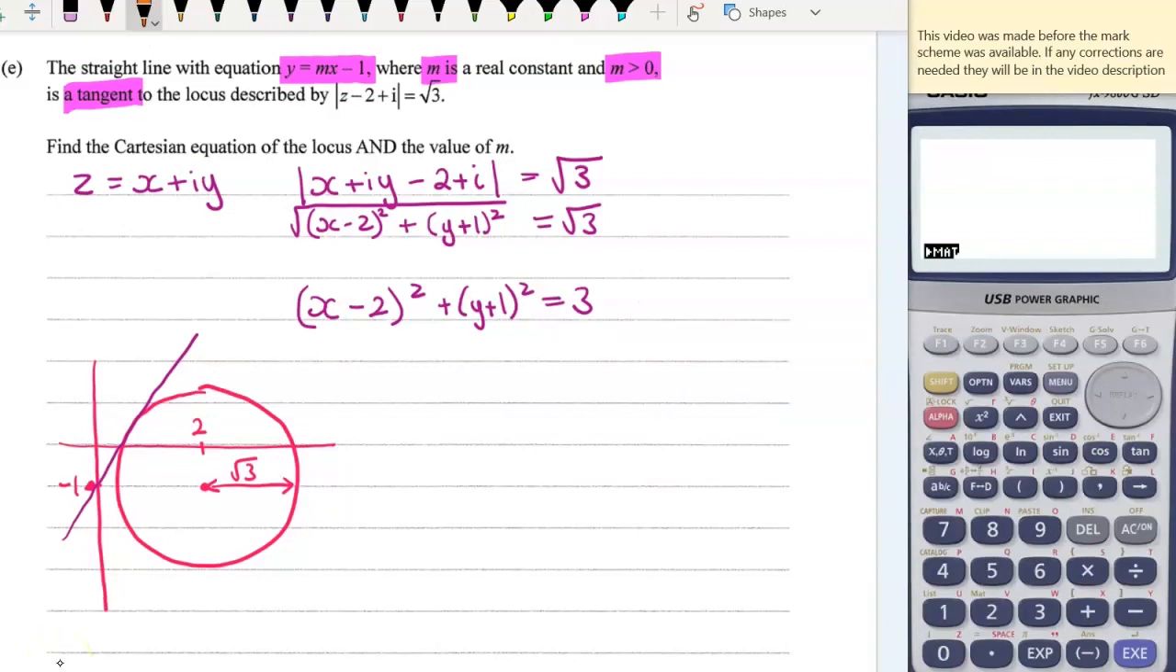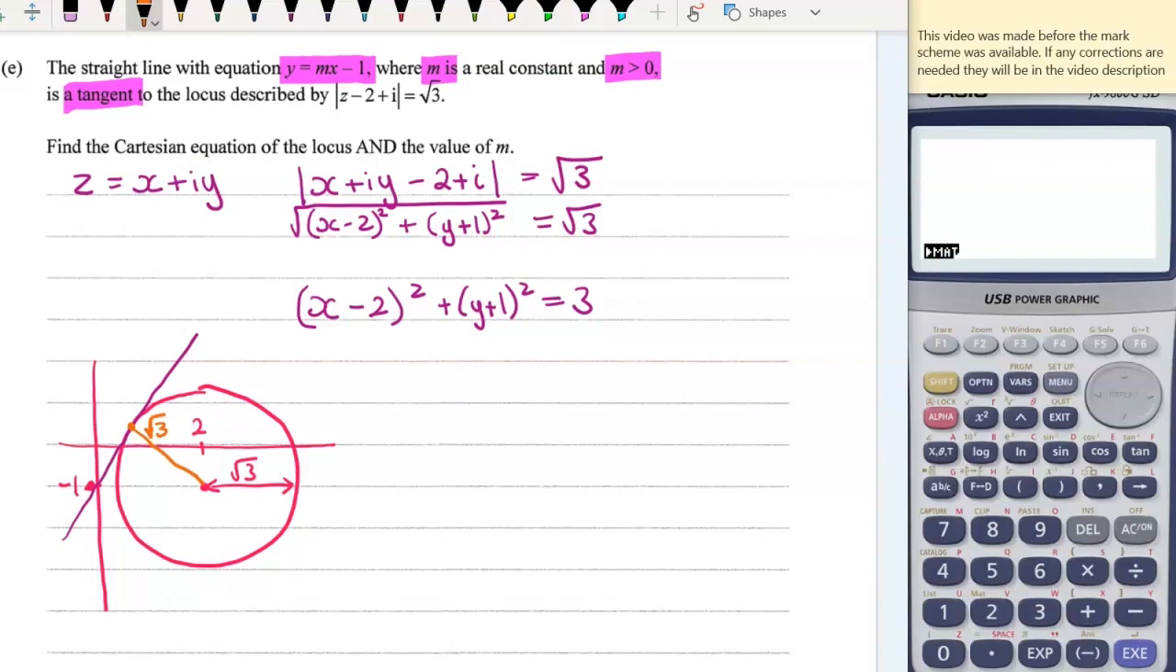Now, if I can figure out where the line touches the circle, then I can use that to work out the gradient using this triangle here. That will help me to work out m, obviously, because that'll be the gradient of the tangent. I have this line here, which is √3, because that's the radius. Let's draw that so I can see it a bit better. So that is √3.